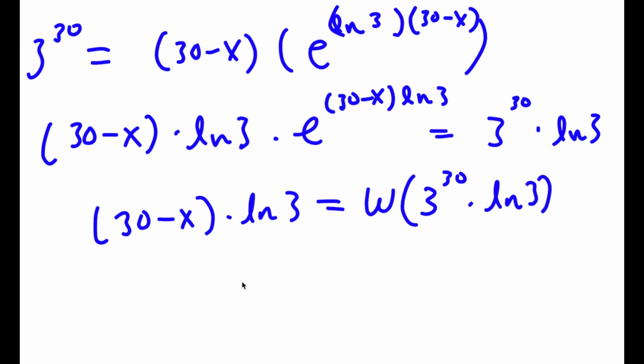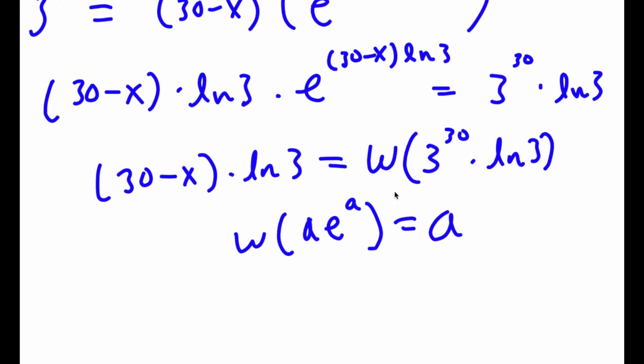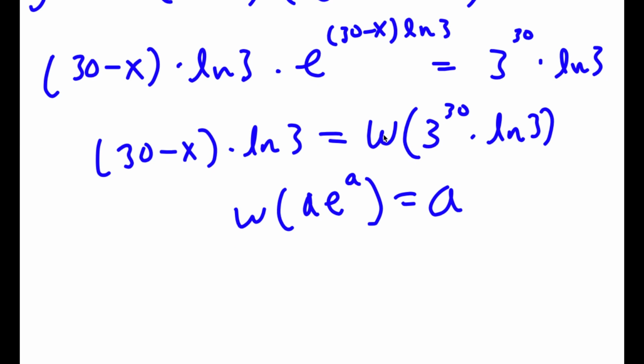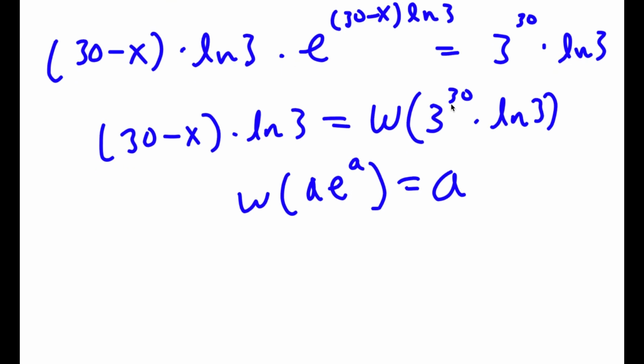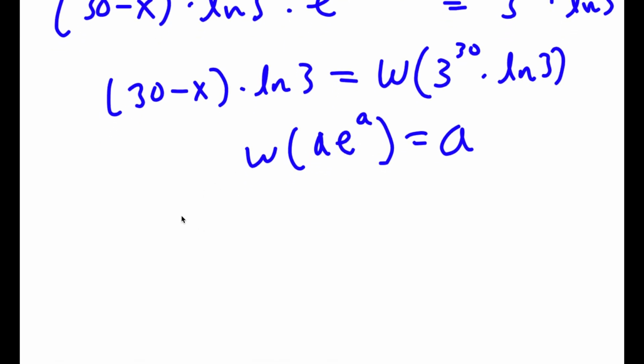And what the W Lambert function is: if I take the W Lambert function of something in the form a times e to the power of a, this is simply equal to a. So as you can see here, I'm taking the W Lambert function of 3 to the power of 30 times ln 3. However, this isn't the form a times e to the power of a yet, so I'm going to have to change this and make it into that form.